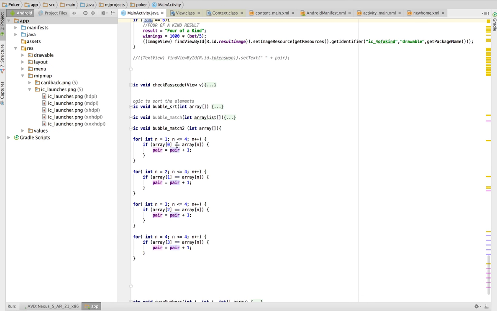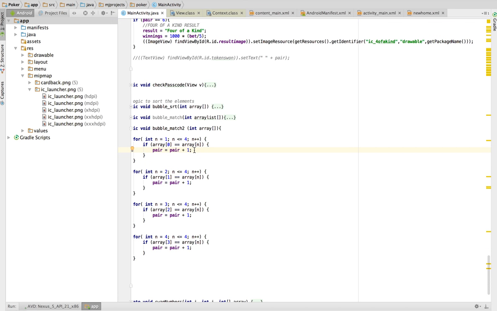I call this method and it says, okay, we're going to take the first card and run it through a for loop where we check it against the four remaining cards. If the two cards match, our pair variable will increase by one. So if there are just two cards in the deck that match, then our pair value is going to increase by one. Let's go through it slowly.